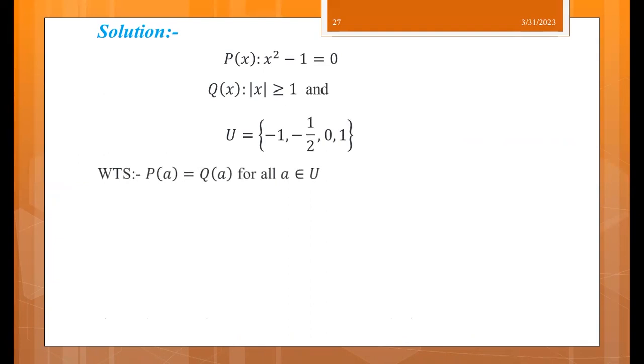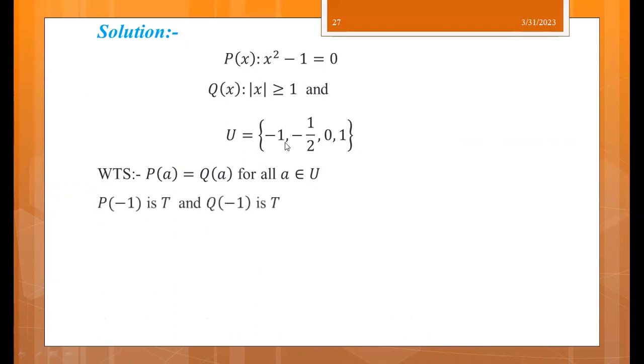What we need to check is that P of A is equal to Q of A for all A an element of this set. So let us substitute each and every element of U in P of x and Q of x, and let us see whether P of x and Q of x are the same for every element of U.